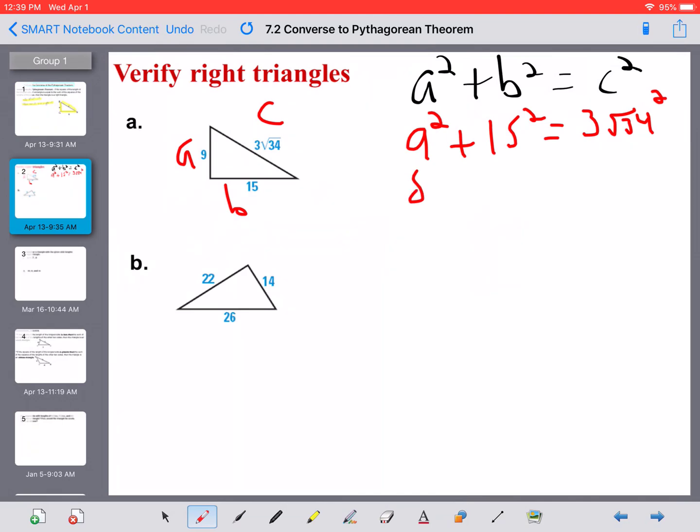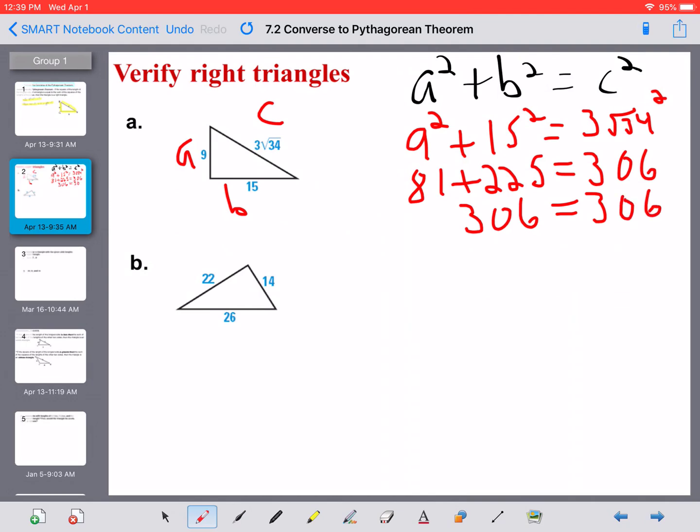Now 9 squared is 81. 15 squared is 225. And 3 times the square root of 34 squared equals 306. Now 81 plus 225 is 306. So 306 does equal 306. So now we know that this is a right triangle. We verified it by using the converse to the Pythagorean theorem. Let's go ahead and work on the next one.